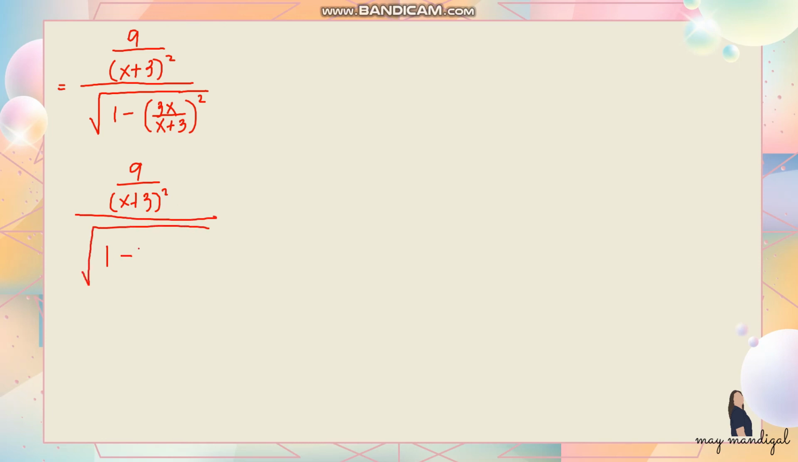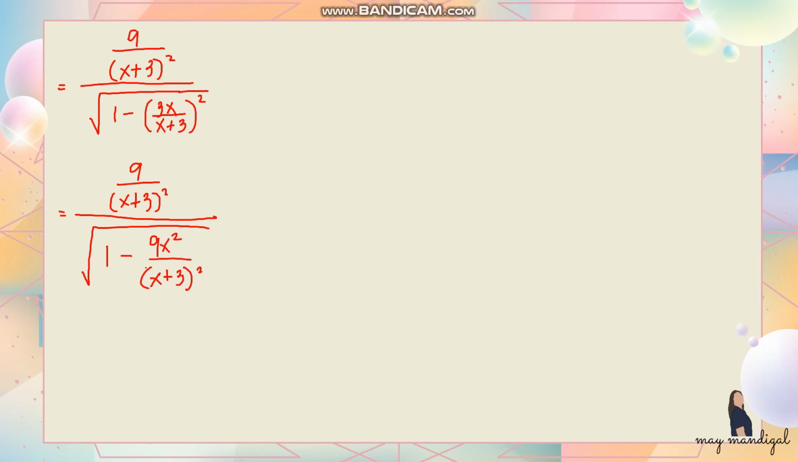of 1 minus, so this will become 9x squared, and for our denominator, let's just write it as x plus 3 squared. We will not expand it first because it will be easier for us to solve if we just leave it as is. Here we have two terms in our denominator, and they are separated by subtraction. That means we cannot get the square root of 1. We also cannot get the square root of 9x squared over x plus 3 squared.